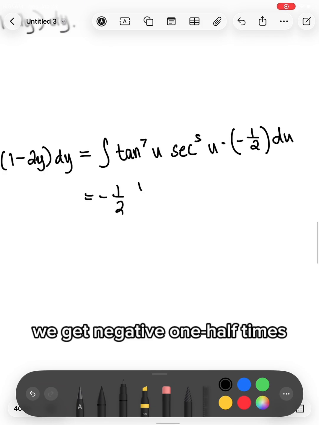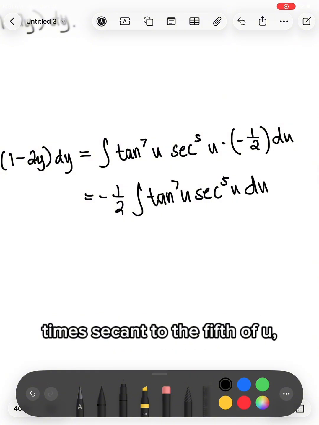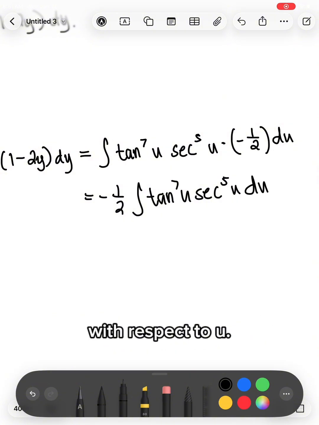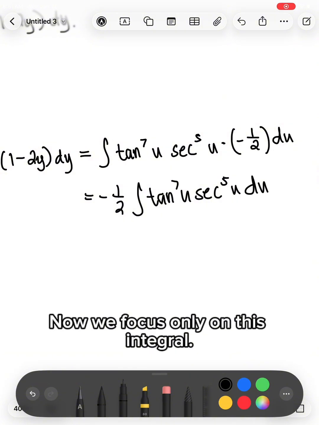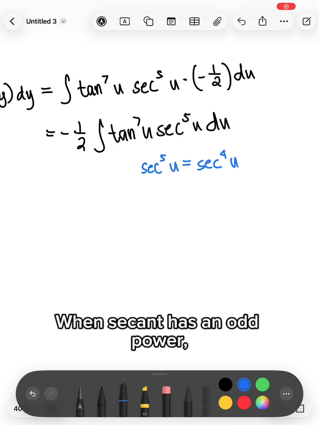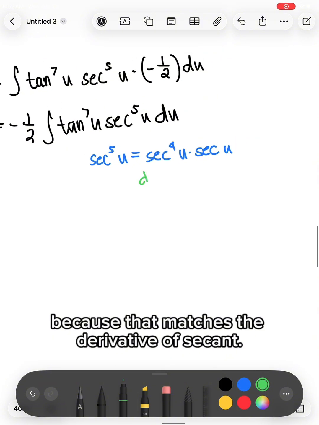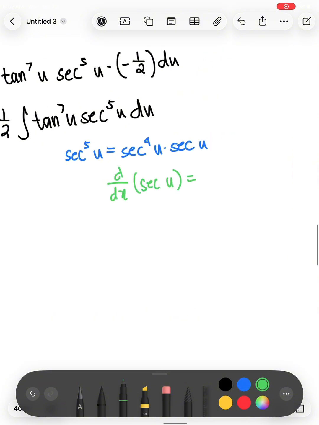We get negative 1/2 times the integral of tangent to the 7th of u times secant to the 5th of u with respect to u. Now we focus only on this integral. Next, notice that the power of secant is odd. When secant has an odd power, we save one factor of secant u times tangent u, because that matches the derivative of secant.